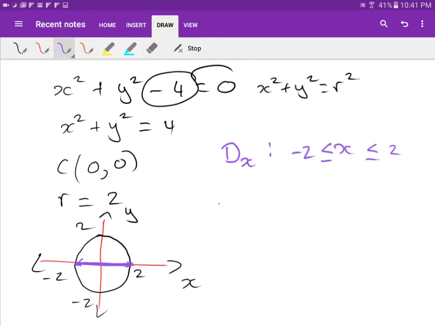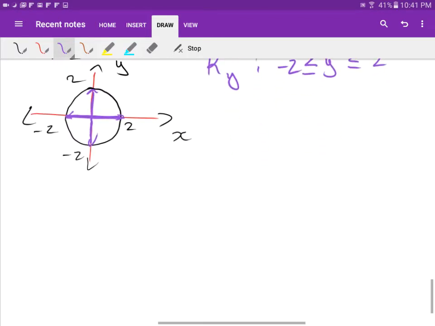And the range is this. See, in between this. That's all. The range is y between 2 and -2 as well. Okay, yeah, that's how it looks like. Okay, let's go for the next one.